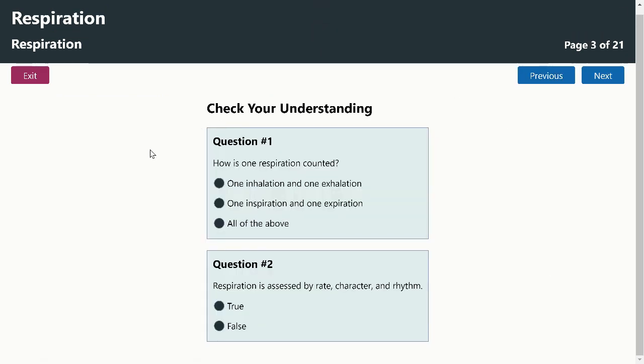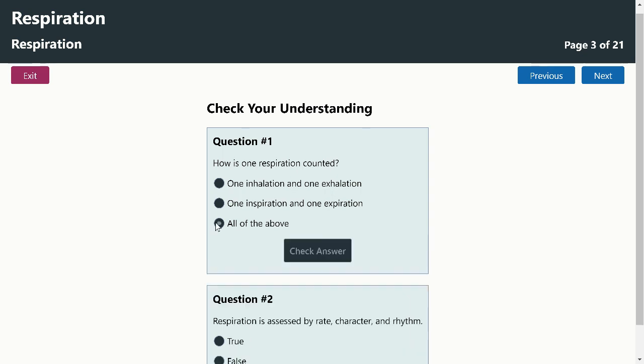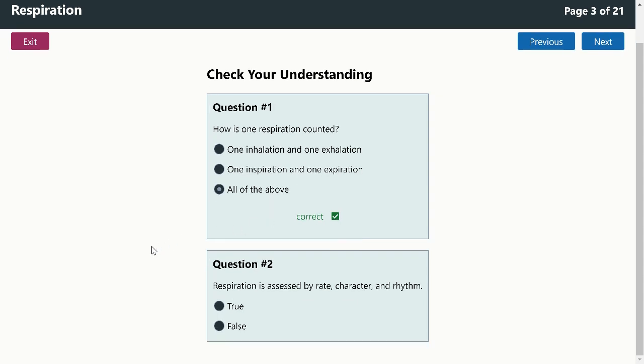How is one respiration counted? One inhalation, one exhalation. Oh, all the above. Right. So it's one inhalation, one exhalation, one inspiration, and expiration. Respiration is assessed by rate, character, and rhythm. Somebody said false? Did somebody say false?